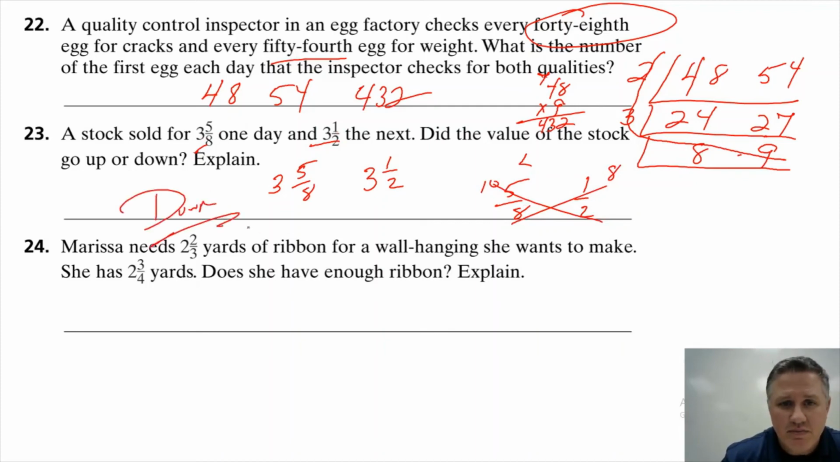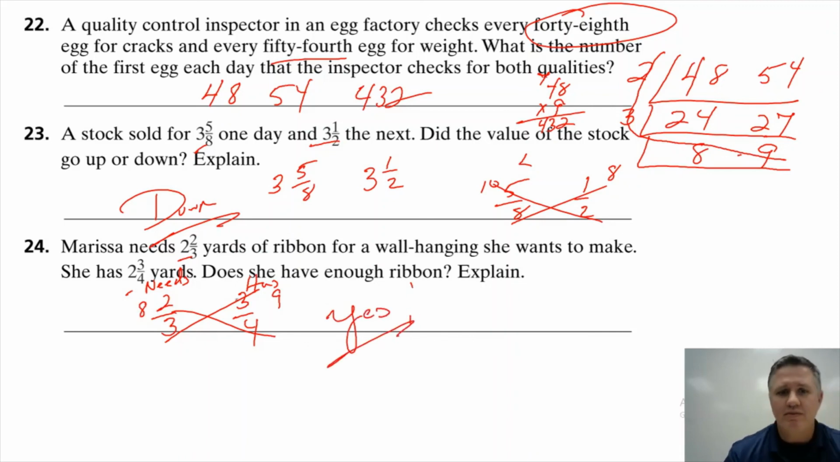Okay. And Marissa needs 2 and 2/3 ribbon. She has 2 and 3/4. Does she have enough? So basically, we're comparing 2/3 to 3/4, because they both have the 2 in common. So what's bigger? And I'm going to label this. This is how much she needs, and this is how much she has. So she has 9, okay, she needs 8. So if she has 9 and needs 8, does she have enough? Yes, she does. Okay, and you can explain it that way.